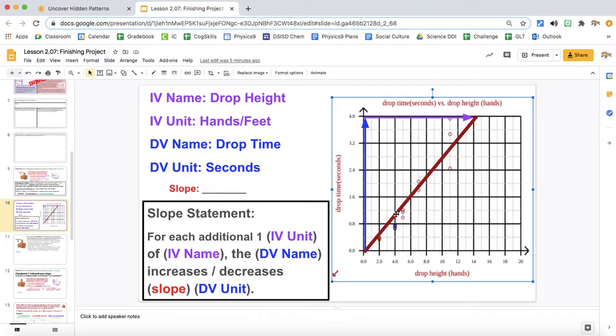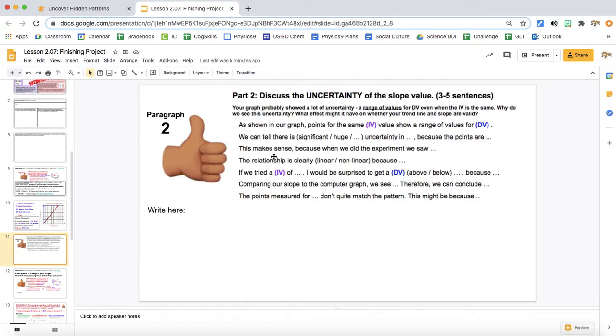This is called uncertainty. And all of these sentence stems are about this concept of uncertainty. Why does it make sense that even though we drop the helicopter from the same height, the time is actually different each time? So write 2 or 3 sentences here and you're done with checkpoint 3. I would say if you're working on checkpoint 3, stop the video now. Go back and work on checkpoint 3, finish it. You could even watch the video again and step by step use what I've said to finish your own checkpoint 3. That's your first step.